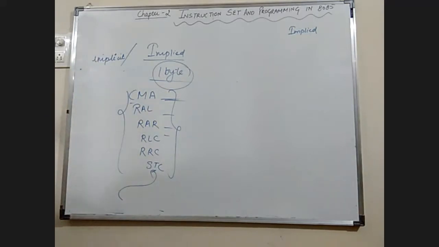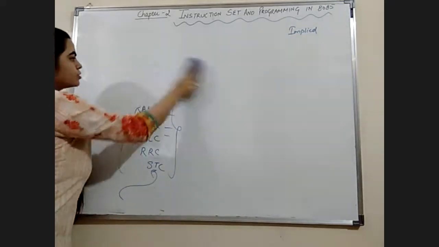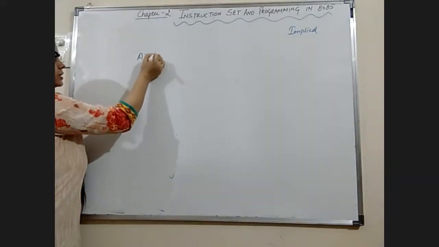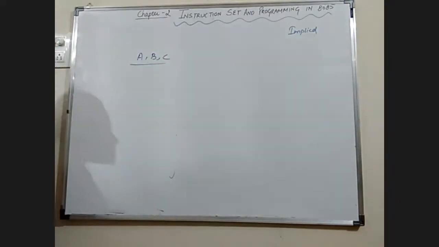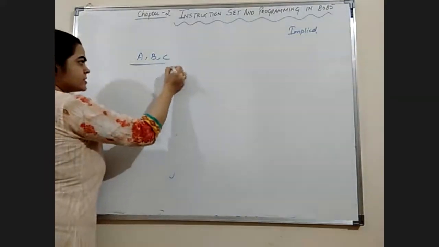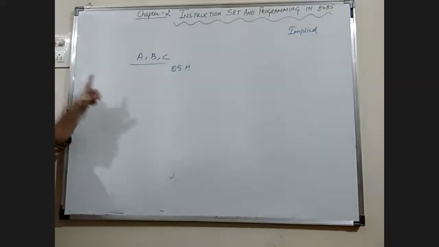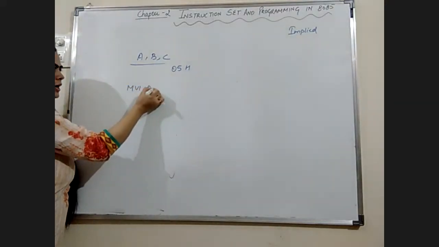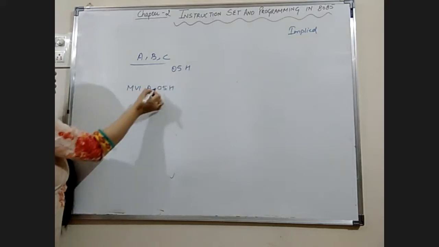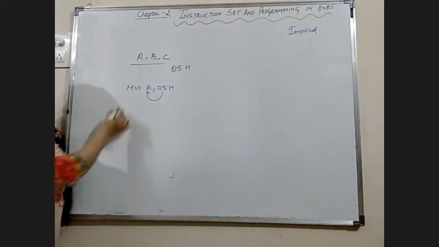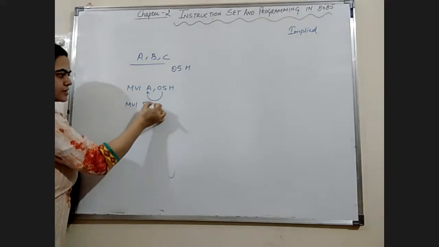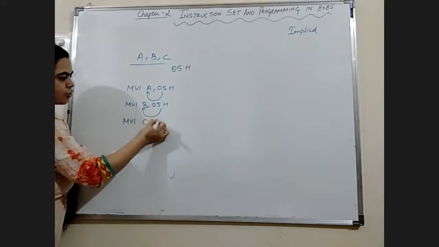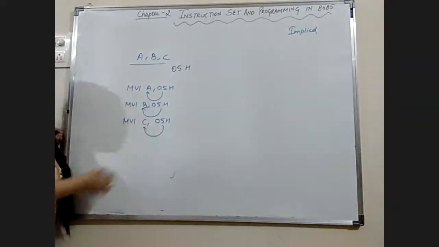Now students, I will give you a general example. Suppose we have 3 registers, that is A, B and C, and we have to load these 3 registers with the data 05H. If we are using the immediate addressing mode, then we can write MVI A, 05H. That means 05 will be loaded into A. Then we can write MVI B, 05H, that means this will be loaded into B. Then we can write MVI C, 05H. Again 05 will be loaded into C.